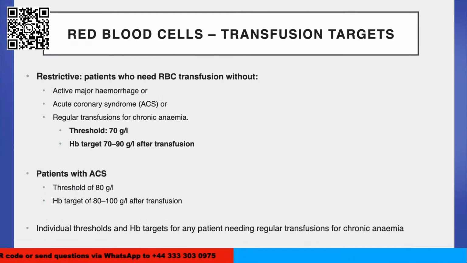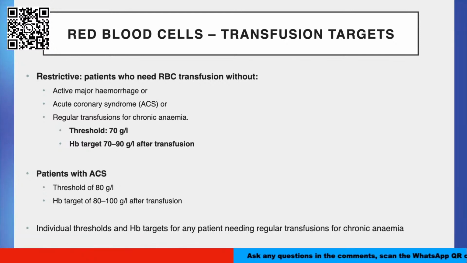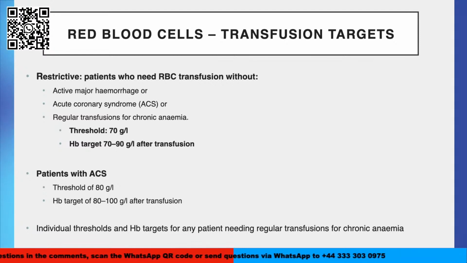So we talk about transfusion targets and thresholds. Currently, we're using restrictive thresholds for our red blood cell transfusions. So that would be patients who need to have red blood cells but who are not actively bleeding and do not have a history of acute coronary syndrome, or are not also receiving regular transfusions for other reasons such as chronic anemia. So our threshold for transfusion would be 70 grams per litre for haemoglobin.